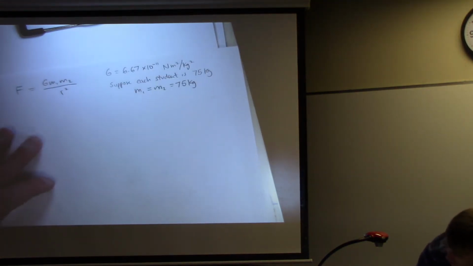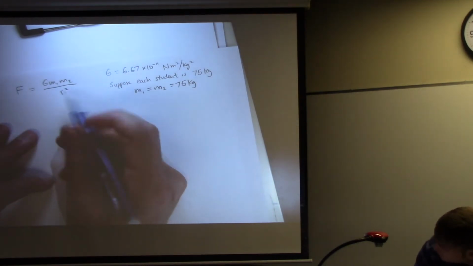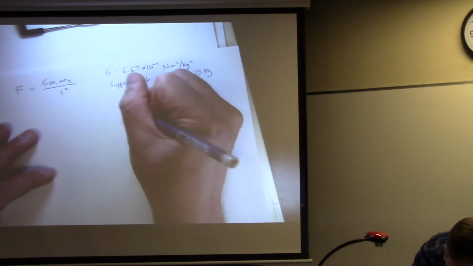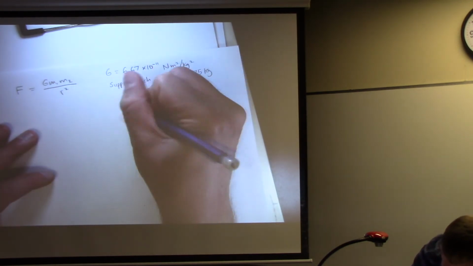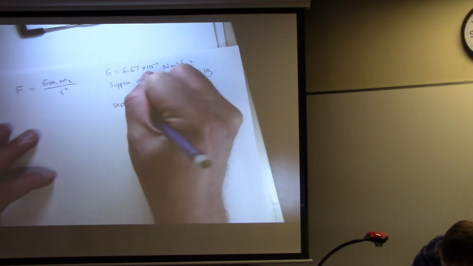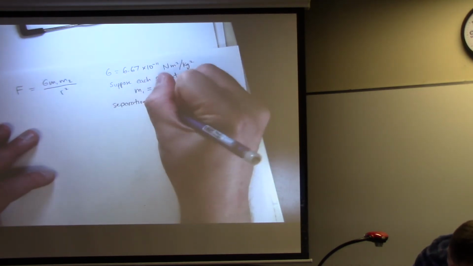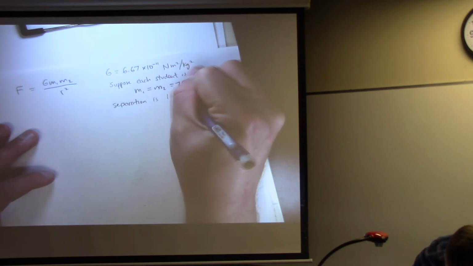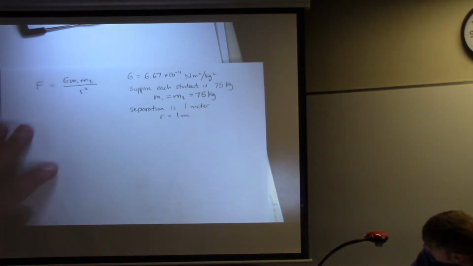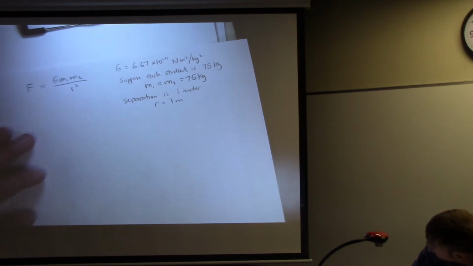All right, well, what about R? That represents how far apart you are from the student that's sitting next to you. And again, we're not really trying to get super precise here. Let's say that the separation is 1 meter. So the distance between you and the person next to you, if you're sitting in class, is about 1 meter. I think that's reasonable.